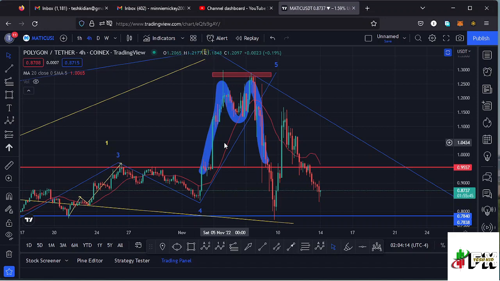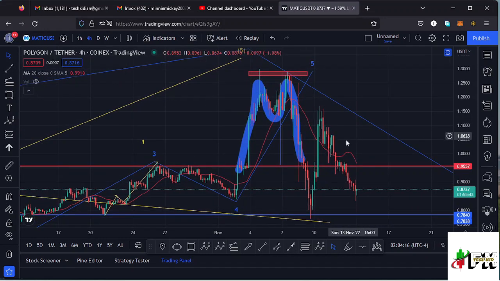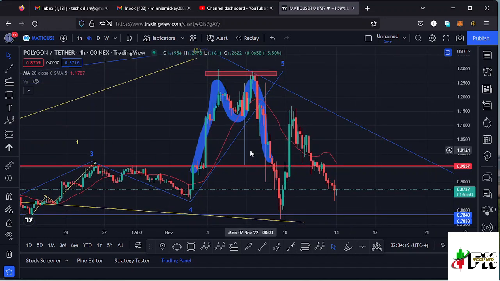We also saw another chart pattern which is a double top, and this is a chart pattern that normally breaks to the lower side, and this played out after making the high for that first wave to the upper side at around the $1.3 mark.